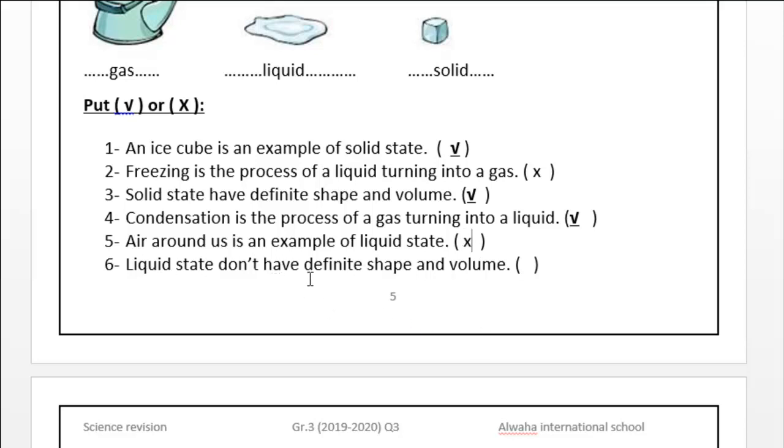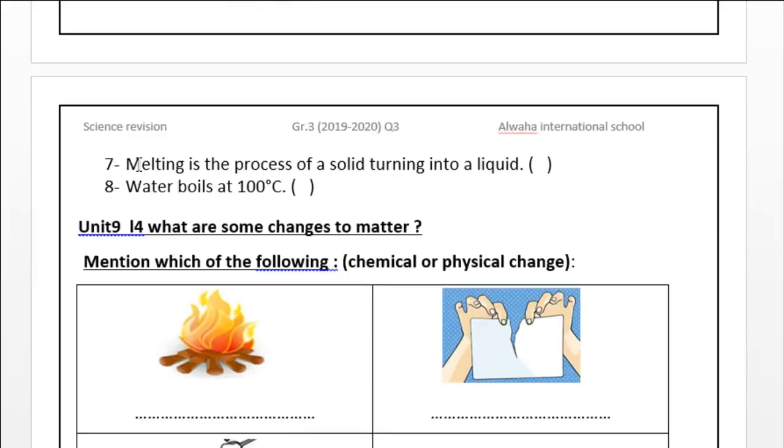Liquid state don't have definite shape and volume. No, liquid state have definite volume but not definite shape. So it will be false. Number 7. Melting is the process of a solid turned into a liquid. That's right. This is true. Water boils at 100 degrees Celsius. That's right. And I told you it freezes, or becomes solid, at 0 degrees Celsius.